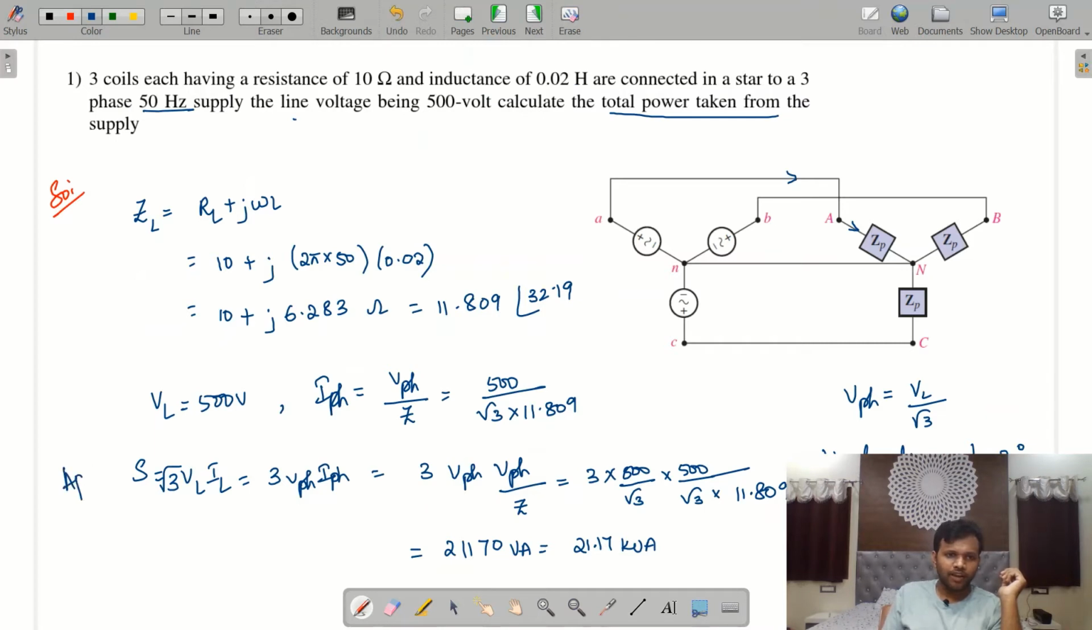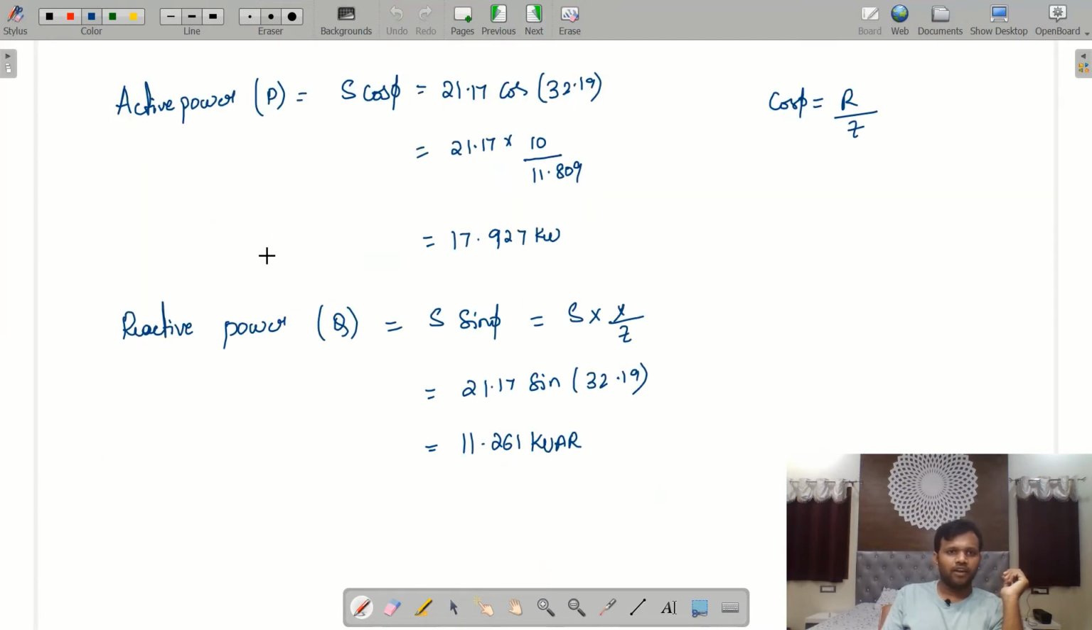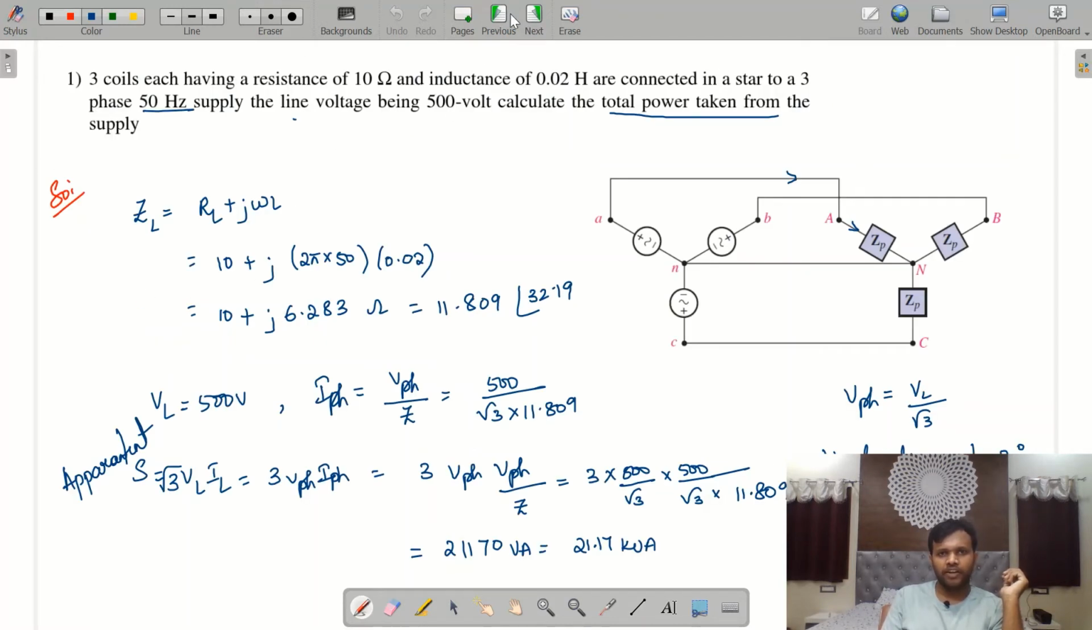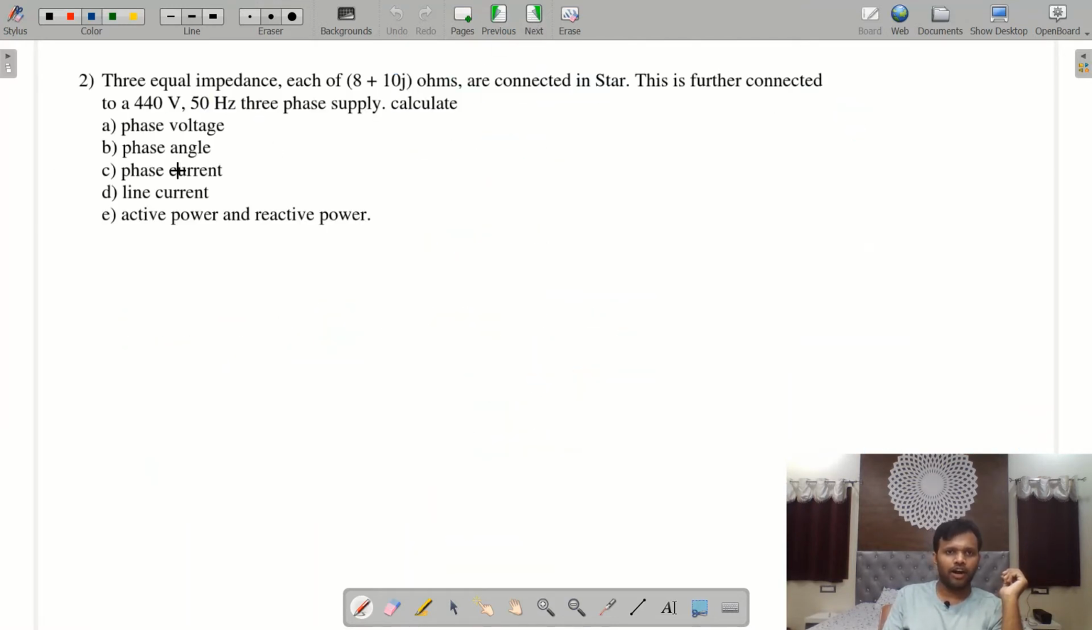Okay, this is my apparent power. Okay, this is my active power, reactive power. So no need to write everything. I will provide this PDF in the description box. You can download it later.